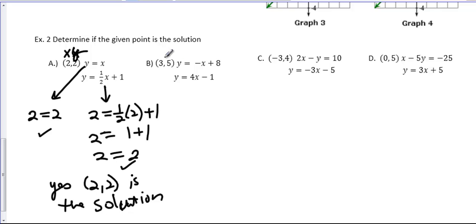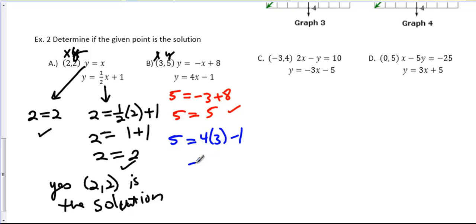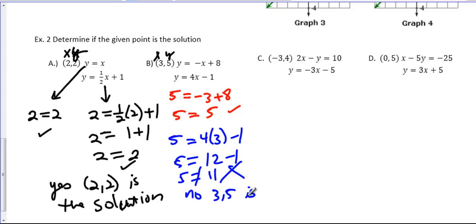Let's look at example B. I'm going to plug in, again, this is x, this is y. I have 5, I'm going to do the first one, equals negative 3 plus 8, which is 5 equals 5. So that one checks. We're going to do the second equation now. 5 goes in for y. I have 4 times 3 minus 1. That's 12 minus 1, that's 11. 5 does not equal 11. So we're going to say that no, 3, 5 is not the solution.